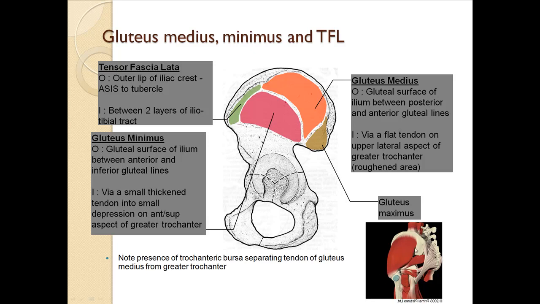As we can see in this small diagram here, there is a small bursa that separates the tendons of gluteus medius in particular and gluteus minimus. This is known as the trochanteric bursa, and the function of this is to prevent friction between the greater trochanter and the deep surface of these muscles during the movements of flexion and extension. This is the attachment of tensor fascia lata. It's from the external surface of the iliac crest on the anterior portion. And again, this passes laterally, covering the anterior portion of gluteus minimus before inserting onto the iliotibial tract.